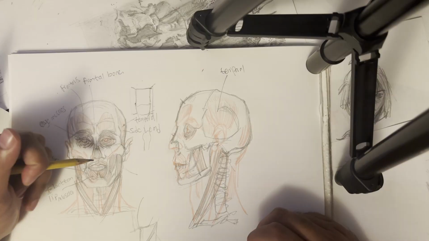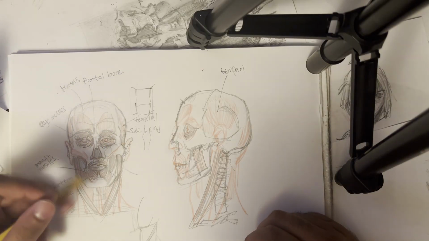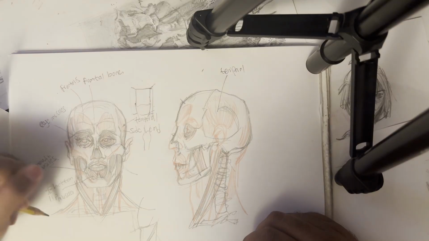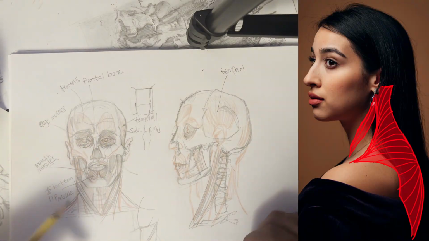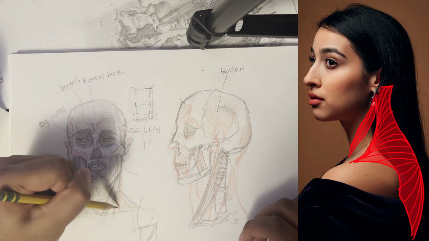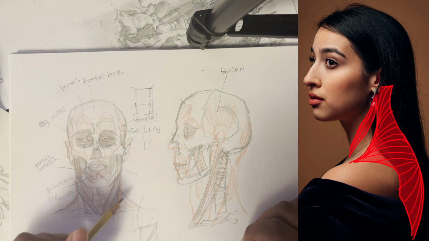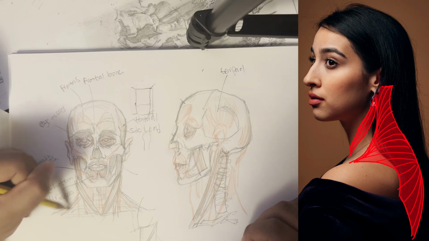So the next one is the traps, which is what connects the neck to the torso and the scapula and everything. And the stronger a person is, the more prominent it becomes. It also helps with tilting your head on the pivot of the neck.